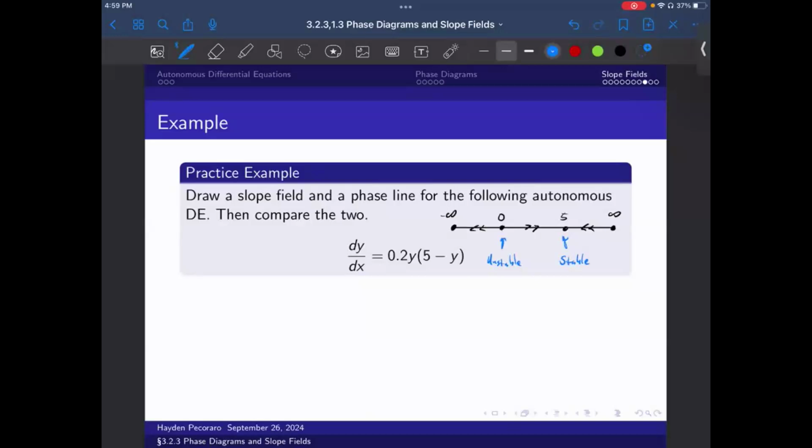All right, so what about a slope field? How do we do that? Well, again, you usually do this with a computer, but if you wanted to do it by hand, let's just see how that might work.